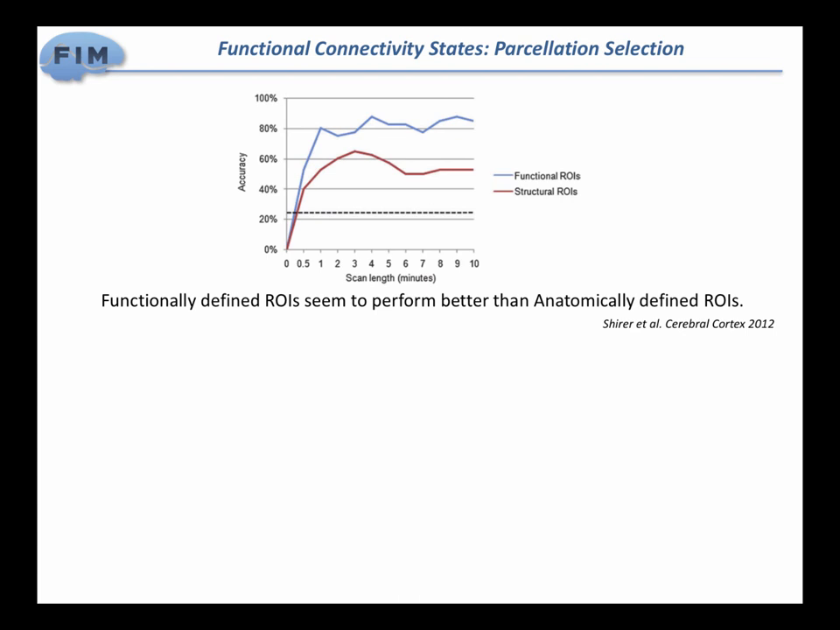A word on parcellations. There have been several studies, and in general, when you're going to do this type of analysis, it seems to be a good idea to use a functionally based parcellation versus an anatomically based parcellation. That's just in case you're going to do these things. For more information, this is a good place to look.